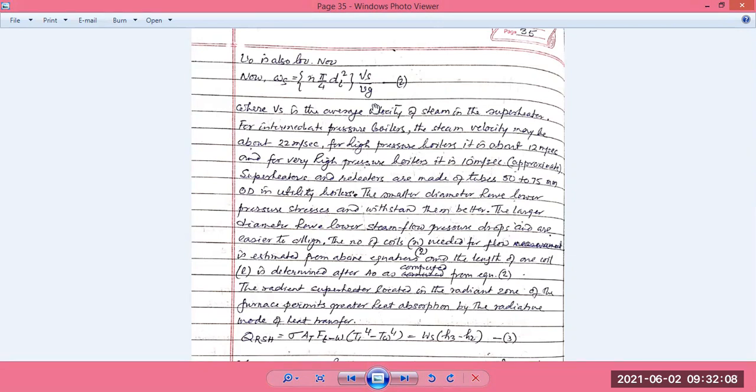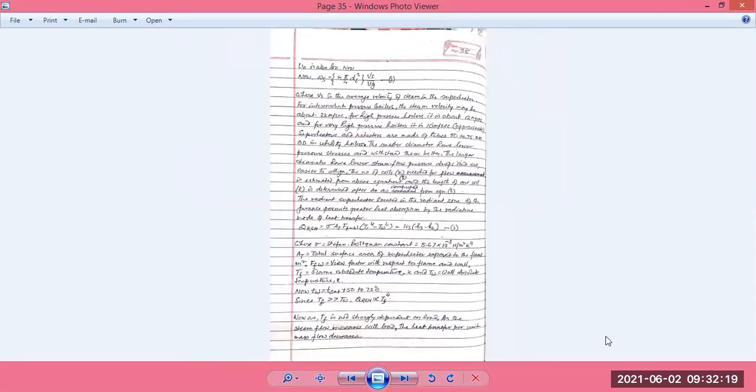So it is important to calculate the number of coils needed for the flow, estimated from the above equation, and the length of one coil is determined from it. This permits greater heat absorption by the radiant mode of heat transfer. The radiant superheater is located in the radiant zone of the furnace and permits greater heat absorption by radiation.